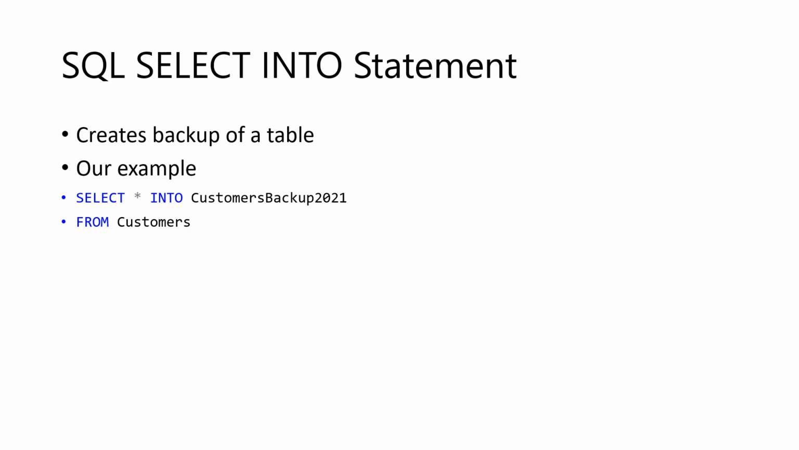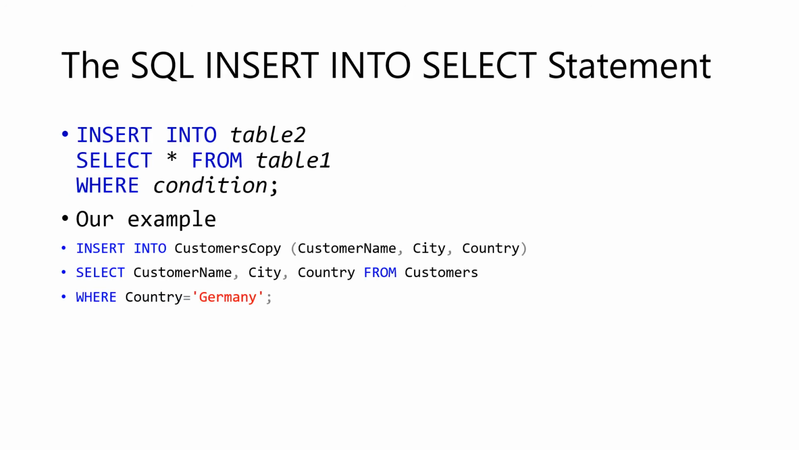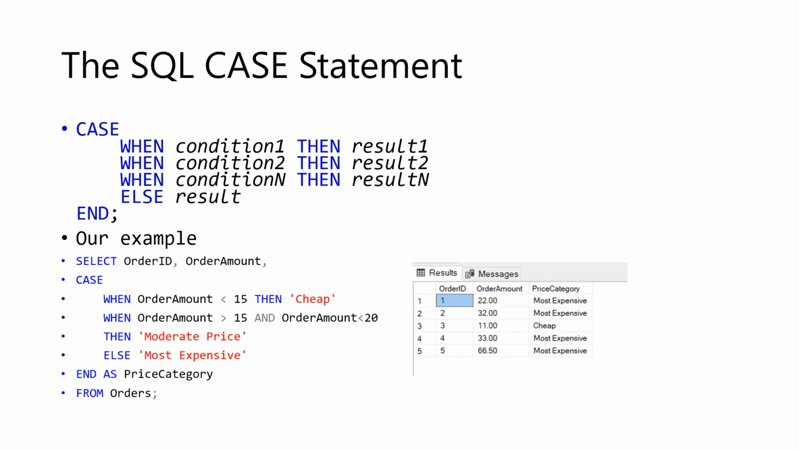Select star into customers backup 2021 from customers. This select into statement actually creates a new table named customers backup 2021 and also copies all data from the customers table into the newly created table. Insert into select is used to insert some data into some table by getting values from some other table. An example of the syntax is shown here. You can get some data from the customers table and insert it into the customers copy table.